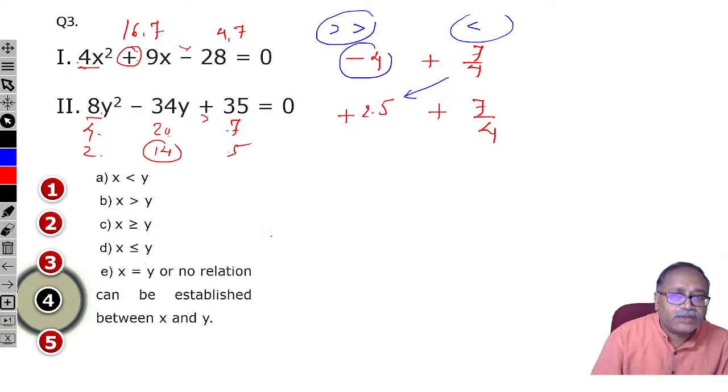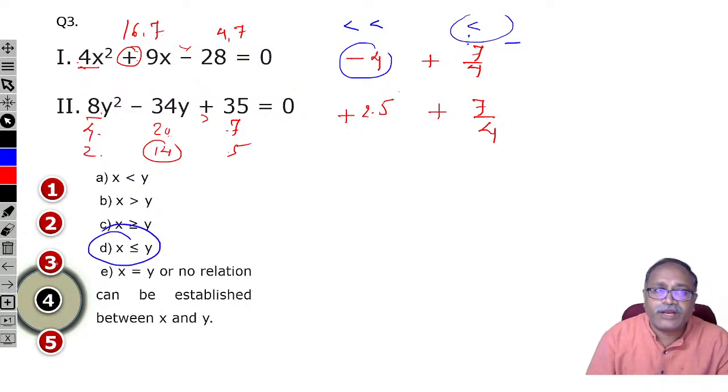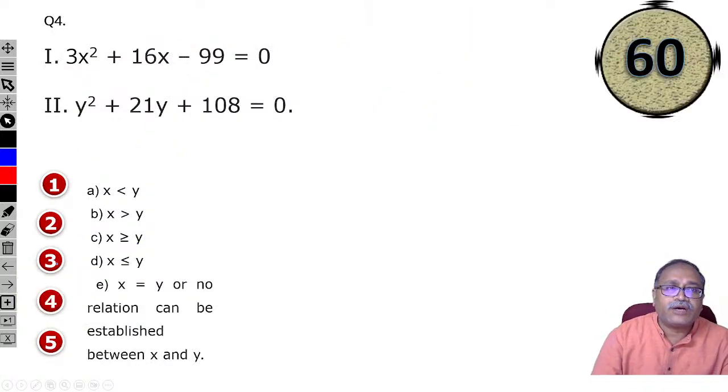That is less than. No. What I notice is here, when you compare with this, so this is less. In both the cases it is less, and here it is less than or equal to. Therefore my answer is D. Well done. Now coming to the fourth question. Your time starts now.